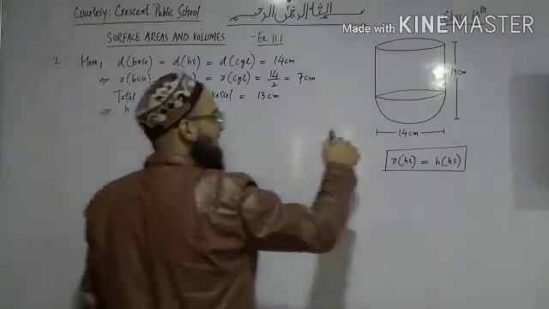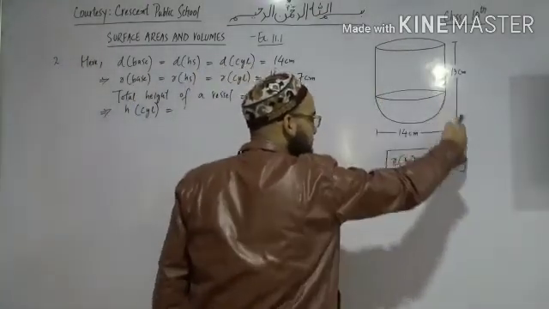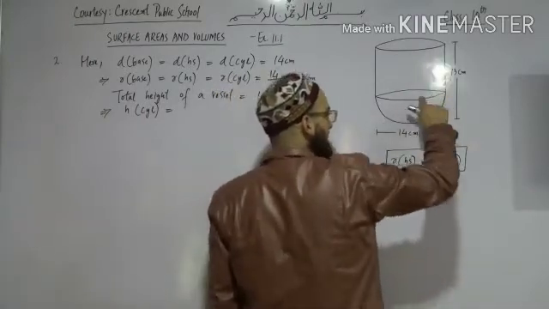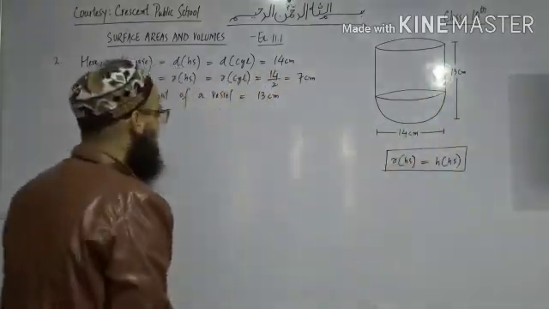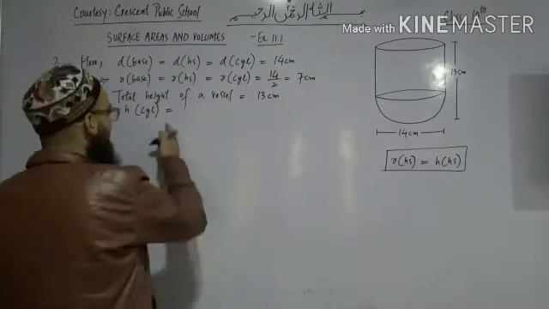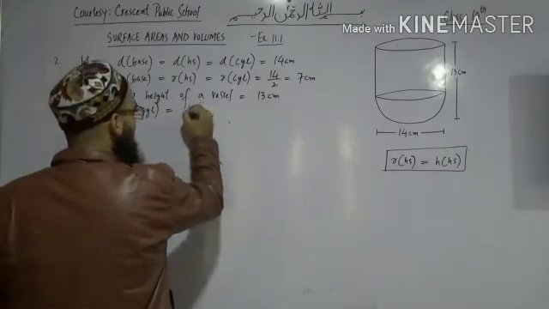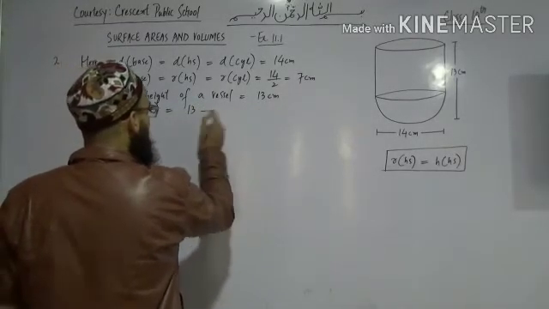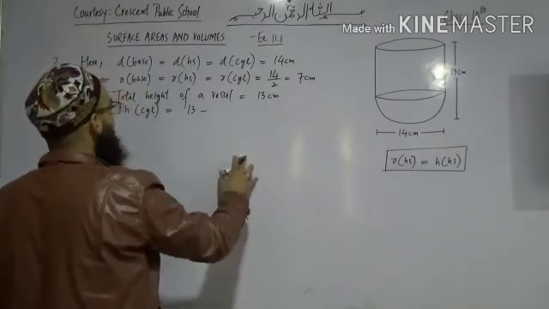So height of cylinder is equal to total height of vessel minus height of hemisphere. So the height of hemisphere is radius of hemisphere. That means height of cylinder is 13 minus radius of hemisphere. That is 7.